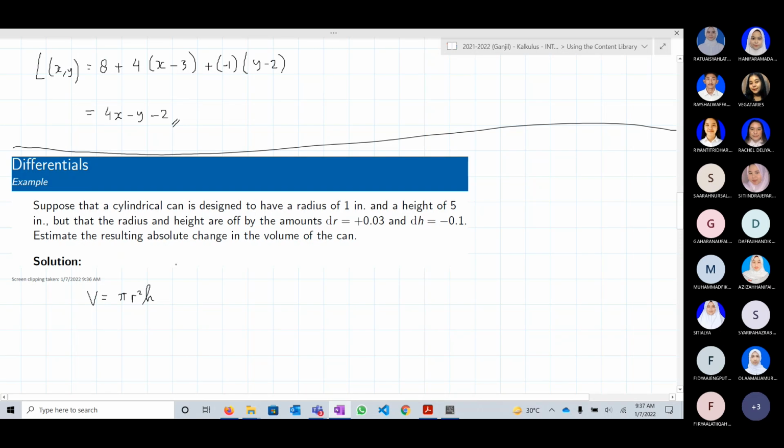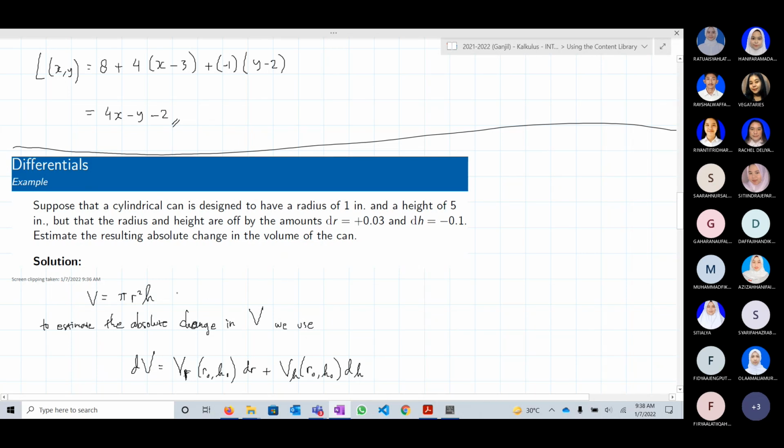So to estimate the absolute change in the volume V, we use dV equals to derivative of V with respect to R at the point R0, H0 times dr plus derivative of V with respect to H at R0, H0 times dH.